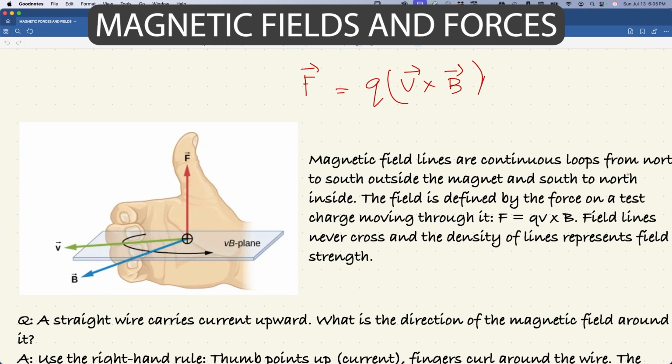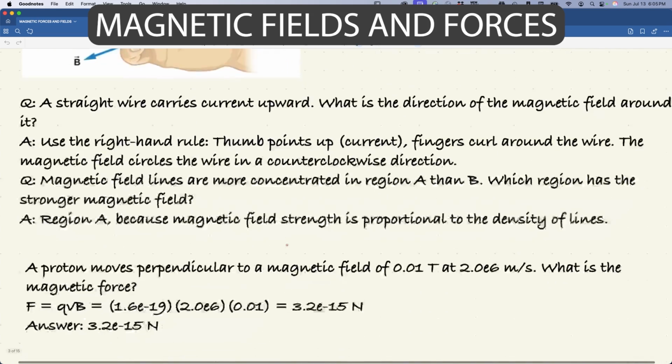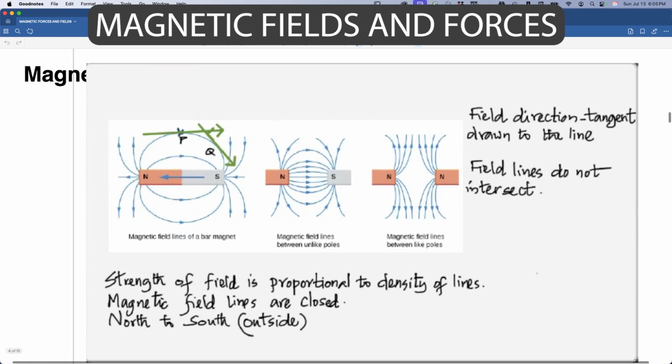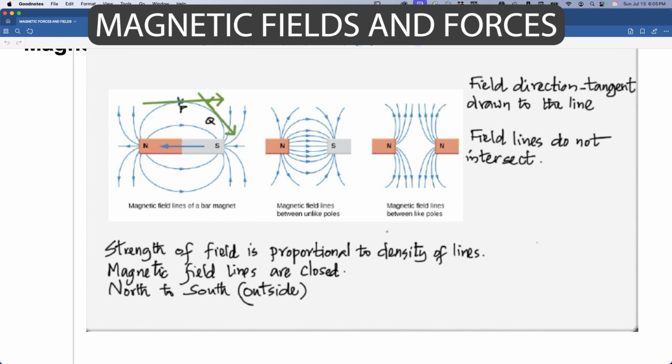Magnetic field lines are continuous loops and so on. I've just said that. And field lines cannot cross each other. They don't cross each other. They won't intersect. As you can see, this was true also in the case of electric field lines.